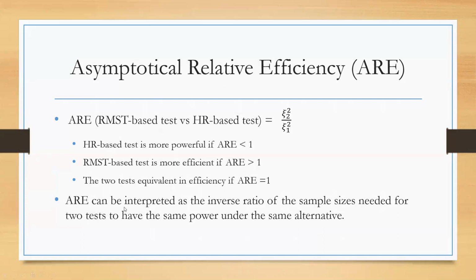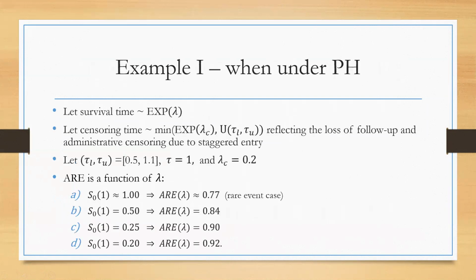Otherwise, they are equivalent. And this ratio can be interpreted as the inverse ratio of the sample size needed for the two tests to have the same power under the same alternative. So you can see, if the ARE is 0.5, that means the hazard ratio-based log-rank test only needs 50% of the sample size required by the RMST-based test. So that's a big saving. That means the log-rank test is more powerful in that case, right? So this ratio has a very meaningful interpretation in practice.